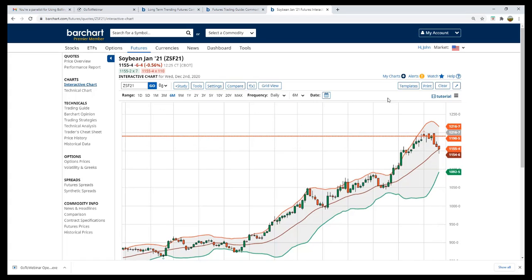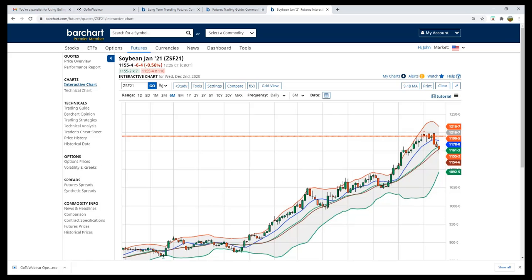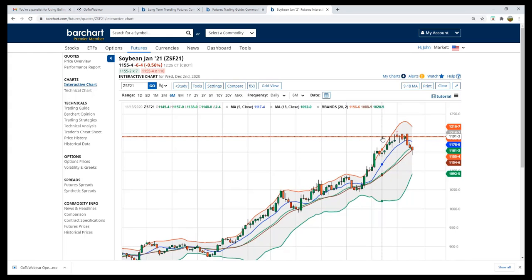Now, remember our MACDs are 9 and 18s. Well, again, that template that I have, I'll add that back on. And here you can see that this would have given me more of an indication that I want to take some profits, or at least tighten up my stop, because I've bounced off against a target. My price has diverged. My moving average has turned.